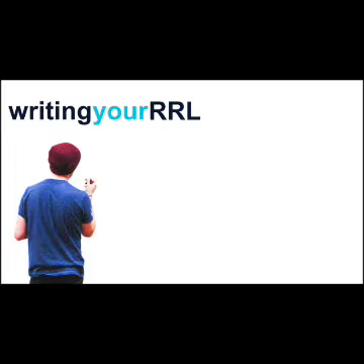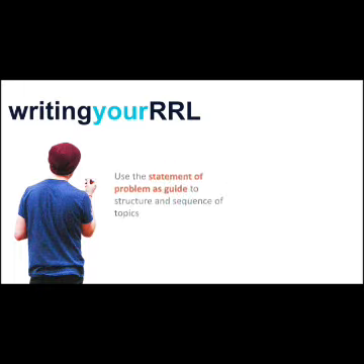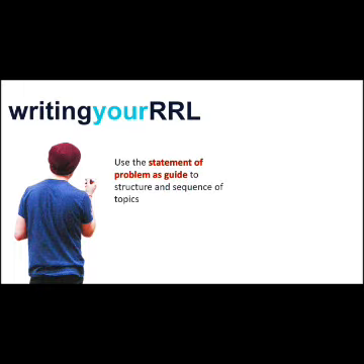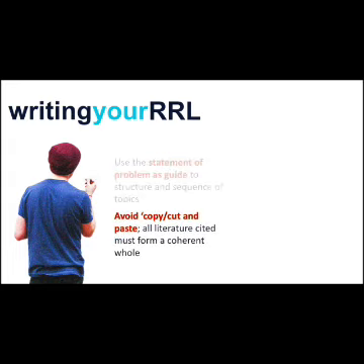Let us now proceed in writing the review of related literature. Here are the things we need to remember. First, use the statement of problem as guide to structure and sequence of topics. Second, avoid copy and paste. All literature cited must form a coherent whole. Rephrase the statements before including in the review of related literature.